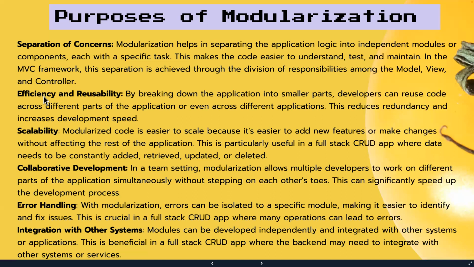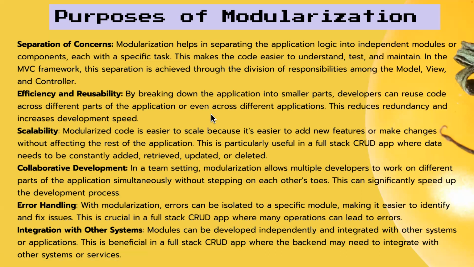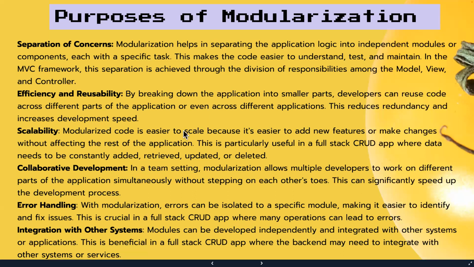So this helps us with efficiency and reusability as well. So breaking down the application into smaller parts, we can reuse some of those class models so that we can take advantage of building instances. So we can separate the work. When we separate and modularize our app, we can have different developers work in our app at the same time, working on different files. And that's what this is highlighting, collaborative development here.